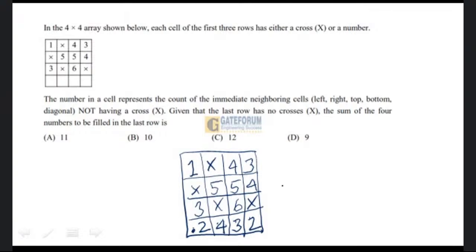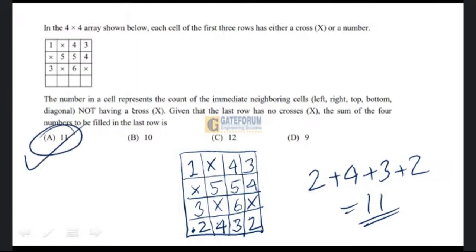So naturally, the summation of this is 2 plus 4 plus 3 plus 2. That is 6 plus 5, that is 11. So 11 is the answer, and hence this is the answer. I hope everybody understood it.